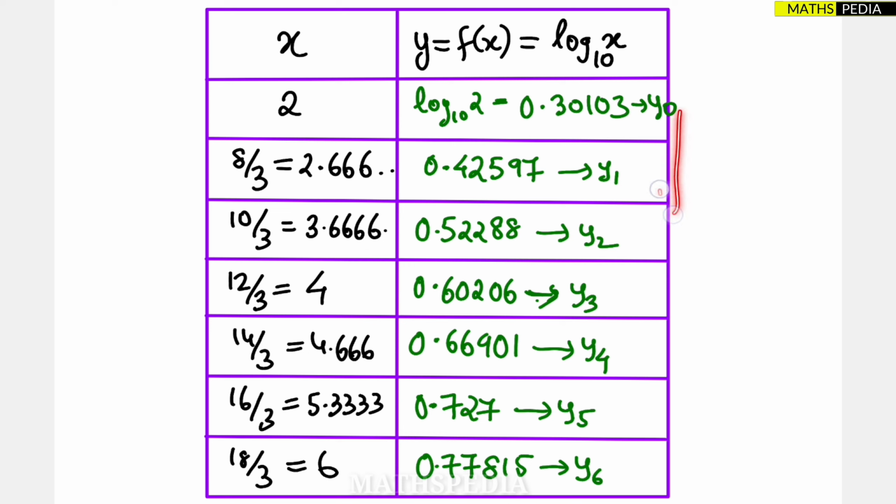After arriving at 6, you have to form the second column. The second column is based on the corresponding x value. If you substitute here, you will get the value: log base 10 of 2 for the value 2, then log base 10 of 8 by 3, or 2.66, and so on. The first value is denoted by y0, which we have seen in the formula also. Then y1, y2, y3 corresponding values we will find out. The last term is y6, which corresponds to x equal to 6 in the given question.